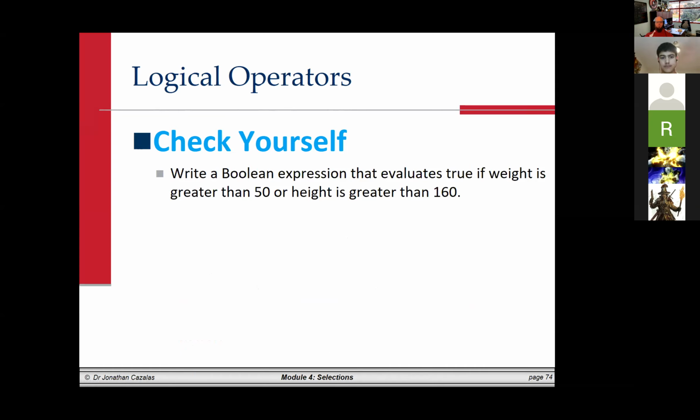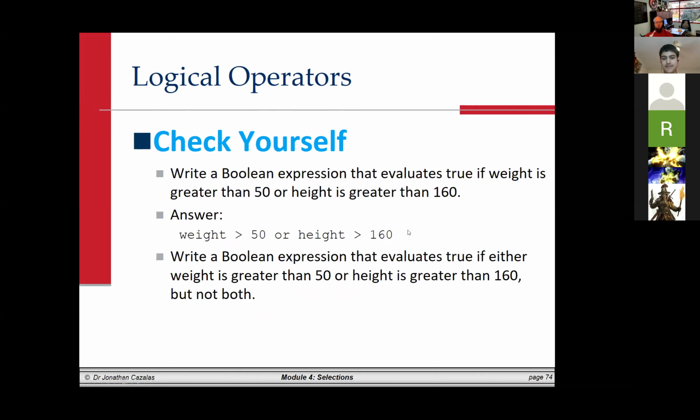If weight is greater than 50 and weight is less than 160, what does it say? Oh, this is weight and height. I see it. So if weight is greater than 50 or height is greater than 160. It was height, actually. Really, that just amounted to reading it, right? Which you did. Ultimately, you just read it, and it's really what's in English translated.